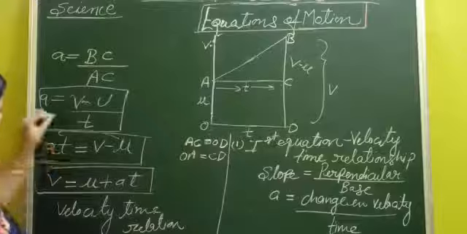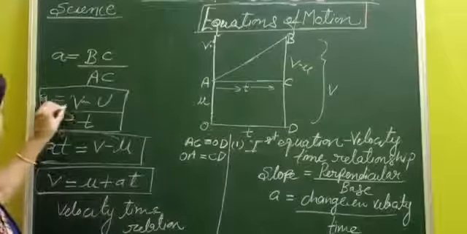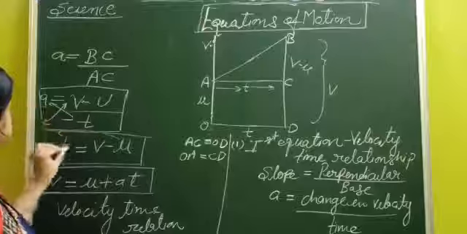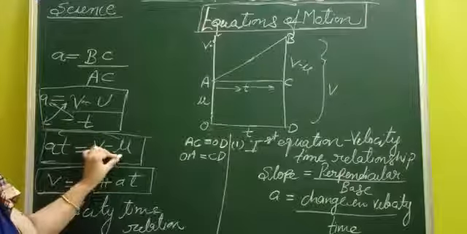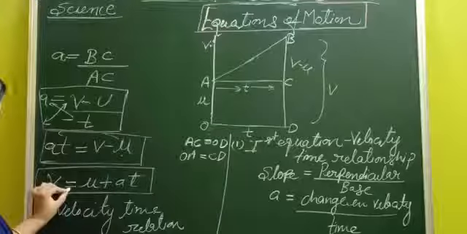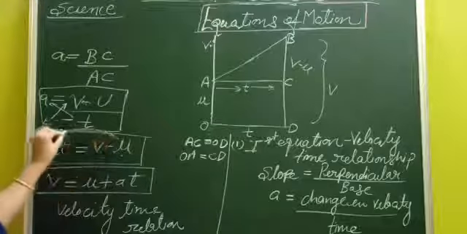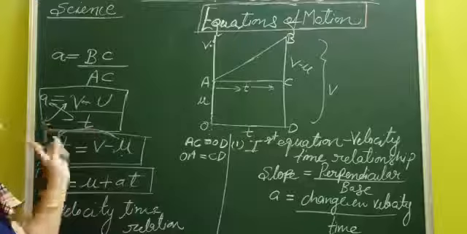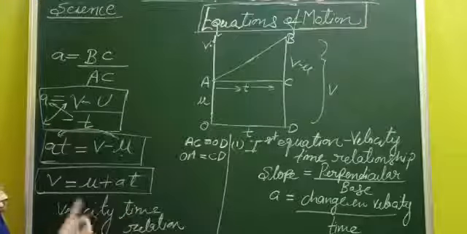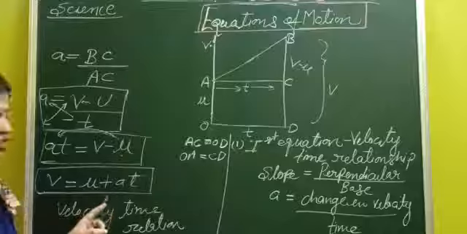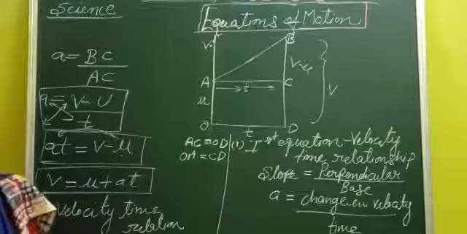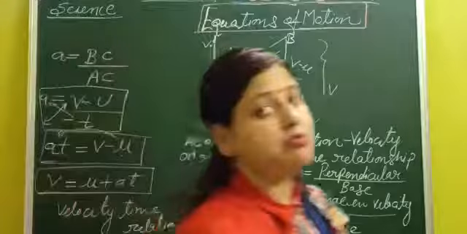So we can cross multiply both of them. So at equals v minus u. Here we can write v equals u plus at. The u will come to the other side, minus will convert into plus. v equals u plus at. So this is the first equation of motion, the velocity time relationship.